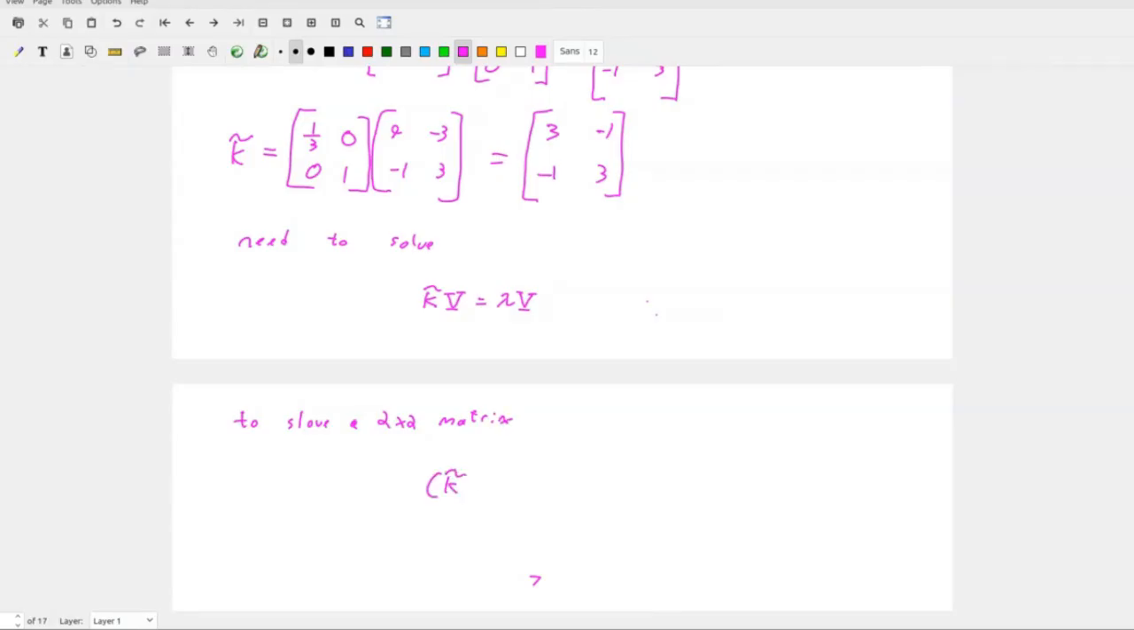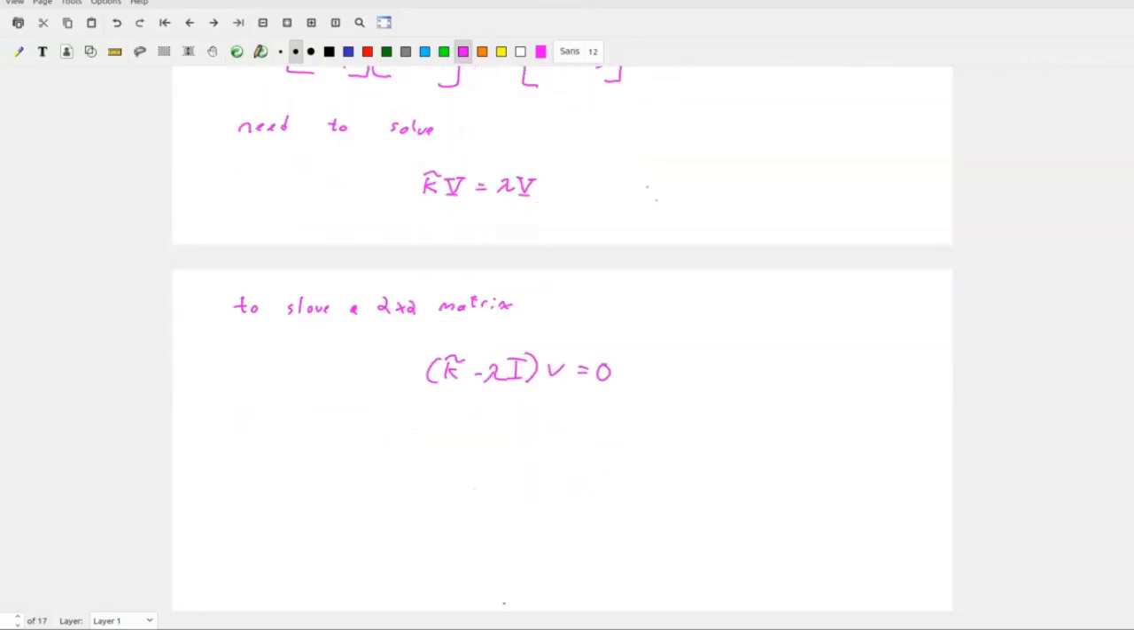We can rearrange this as K tilde minus lambda I times v is equal to 0. And now I take the determinant set equal to 0. So my matrix of eigenvalues can't be equal to 0, right? That would be problematic. And so the determinant of that must equal 0, which gets me one value.